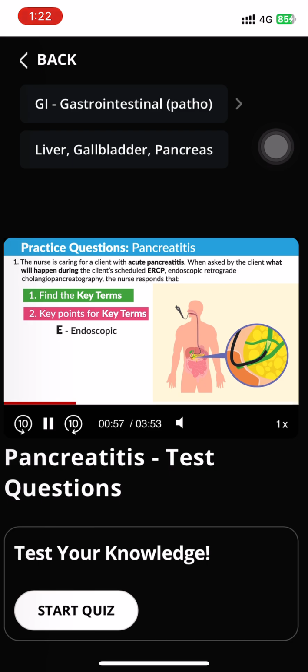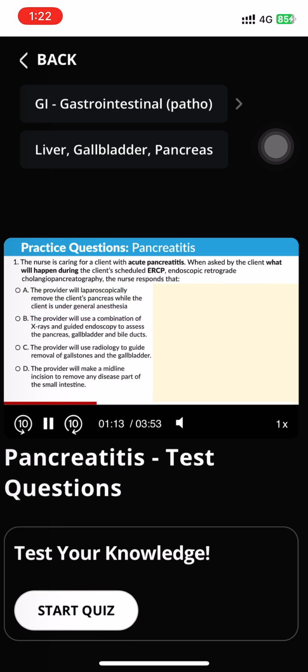Endoscopic means a scope, basically a tube with a camera. Retrograde means moving past. Cholangio is the bile duct. And pancreo refers to the pancreas. Ography is the video, or basically X-ray videography.